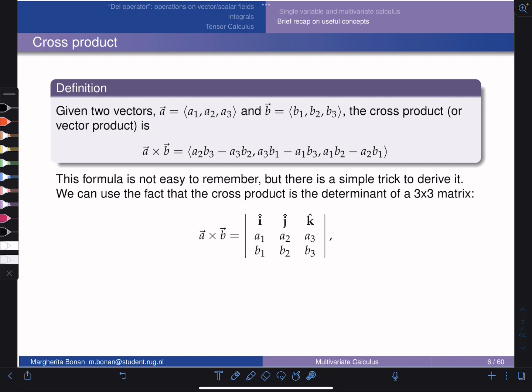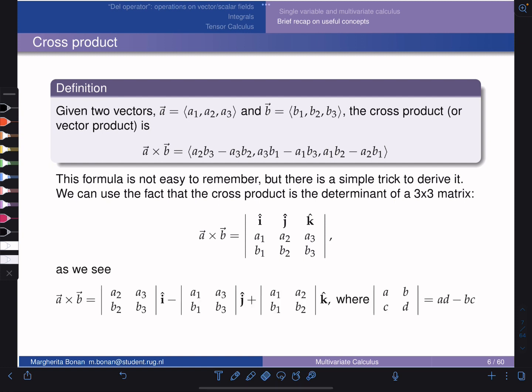The matrix is composed by having, in the first row, the unit vectors of x, y, z. Then on the second row, we have the first vector, so the components a1, a2, a3. And then in the third row, the second vector. It is important to remember this order because the cross product is not commutative.